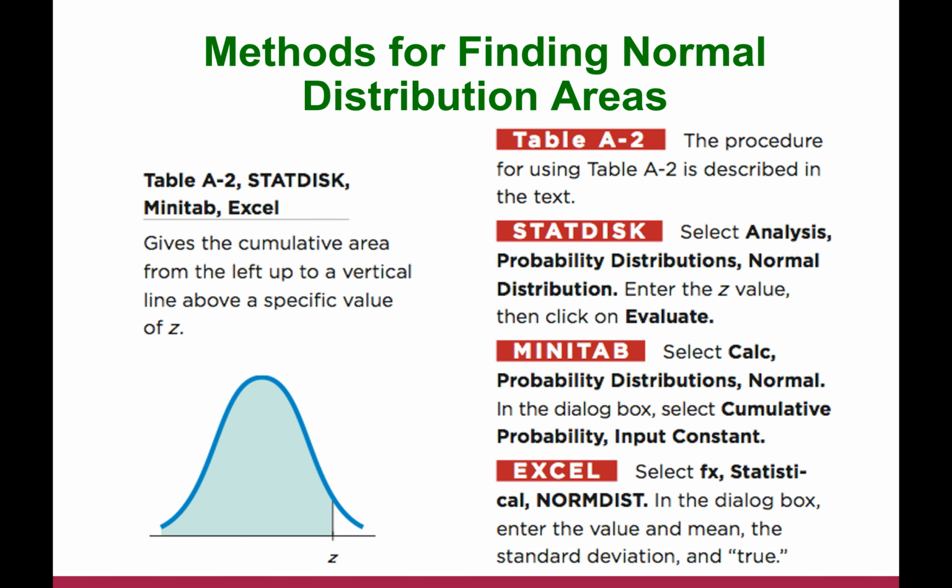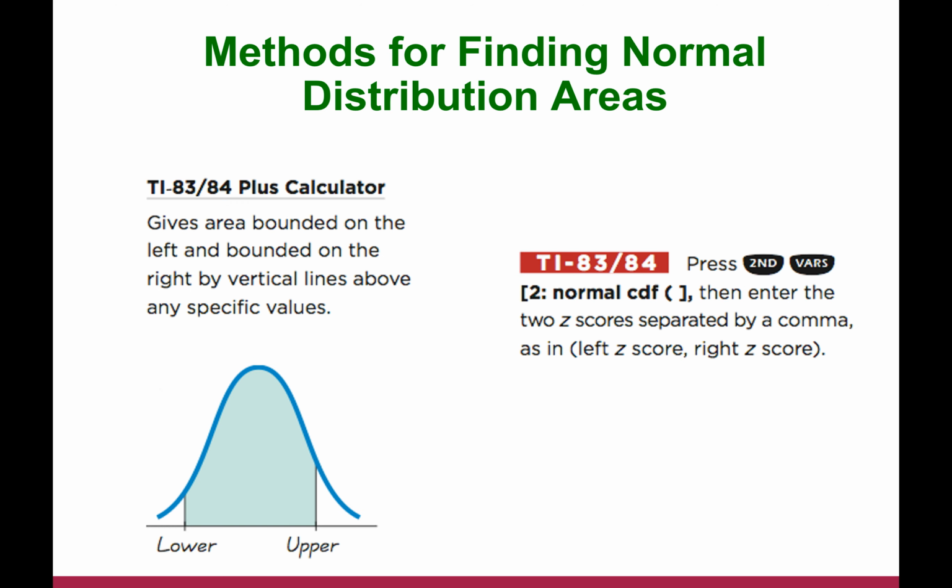Alright, so methods for finding normal probability distribution areas. You can use table A2, statistical software like Minitab, or Excel. Table A2 is the actual table. I'm going to show you where to find that. Statistical software, Minitab, is the same thing. Excel, you can also find a probability using Excel. You can use a calculator, TI 83, 84, 89, 92.